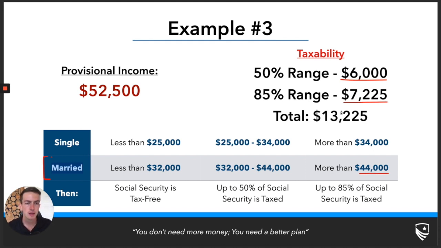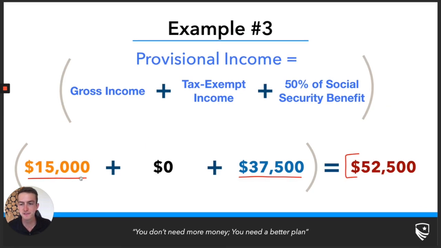Add those together. And so this person is going to be taking $75,000 from Social Security. Only $13,225 is going to become taxable. So how does their taxable income work out then? We would add this amount of Social Security taxability to the amount that they're pulling from their assets. So $13,225 plus $15,000. So they're going to have a taxable income of $28,225.